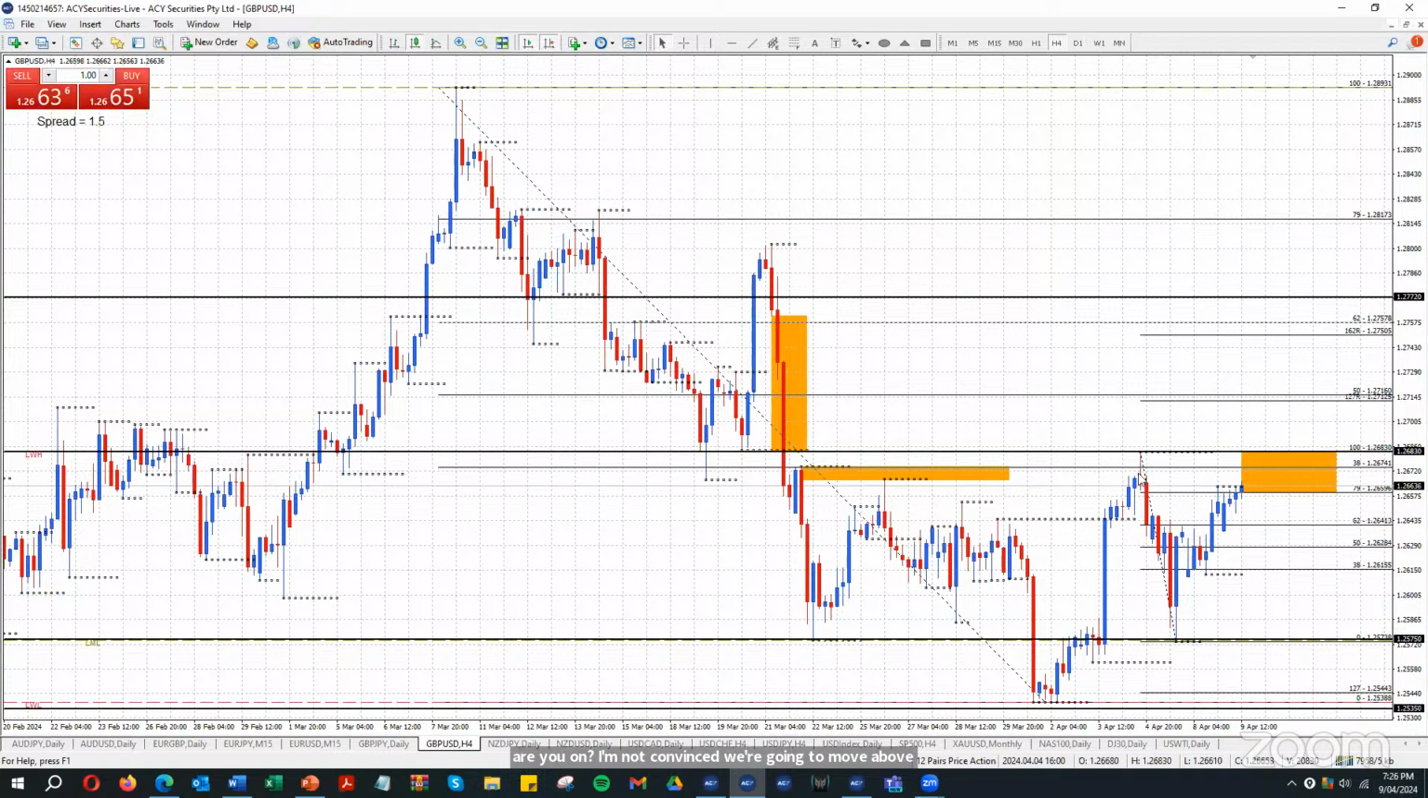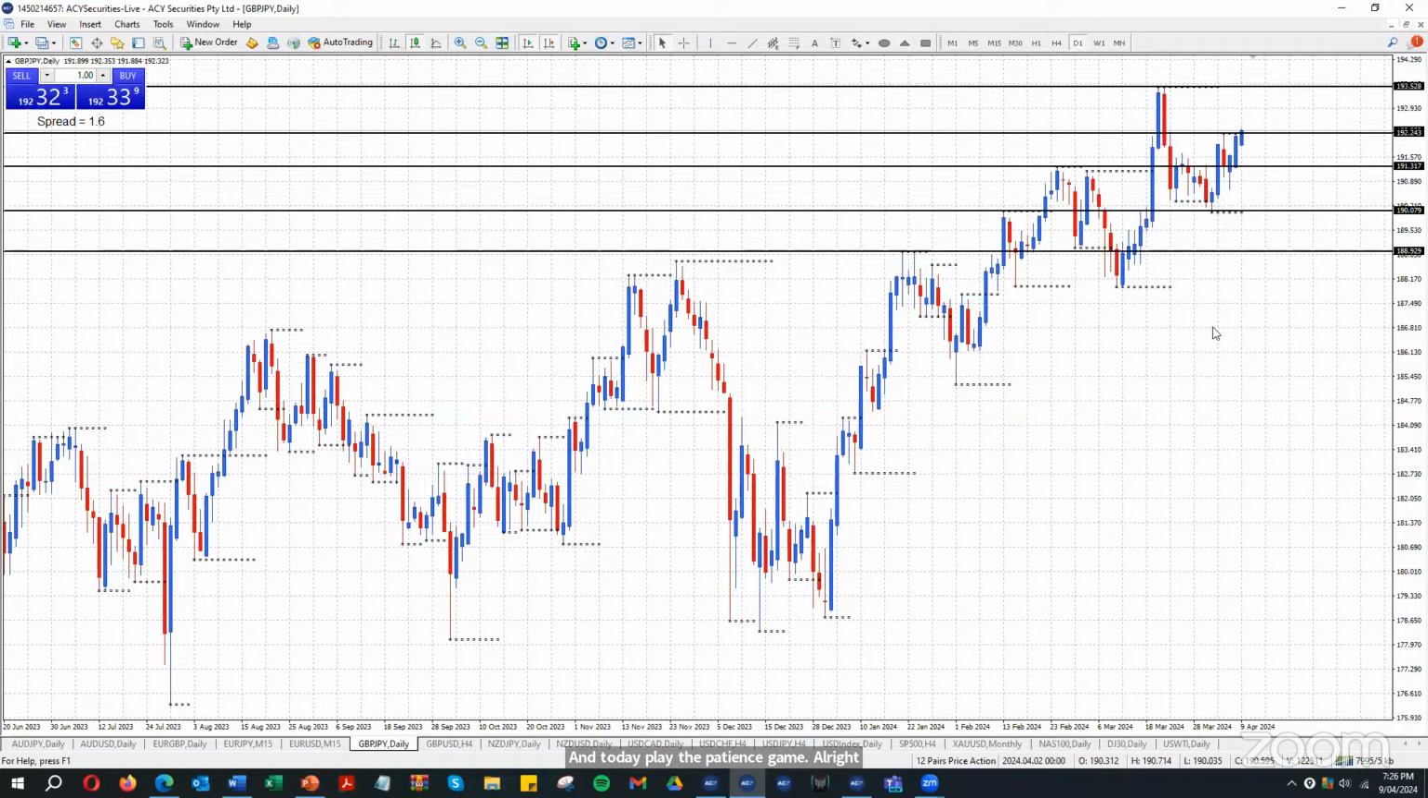I think the only way we will maybe move above here is when the CPI data comes out, and nobody knows whether that's going to happen or not. So it's good to be planning what areas you'd like to see price get to and fail at post news this week, and play the patience game.